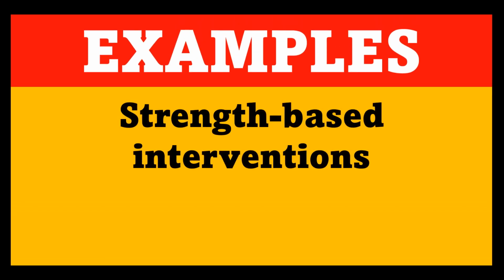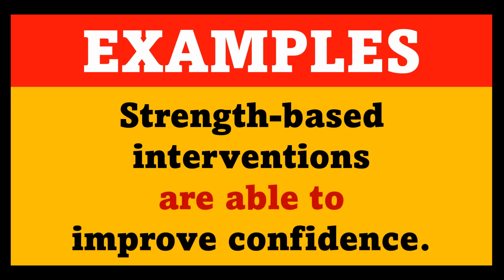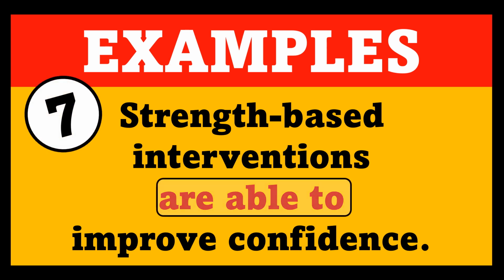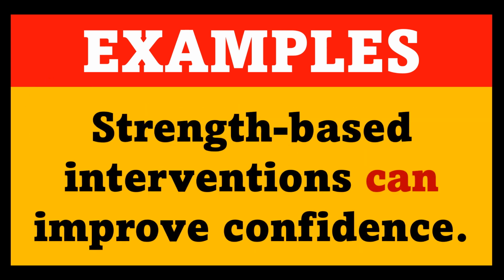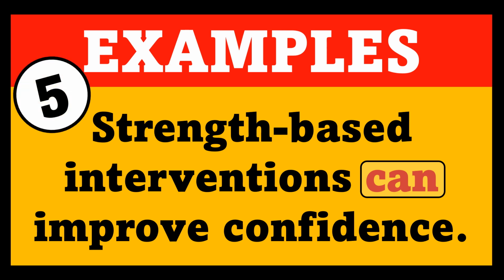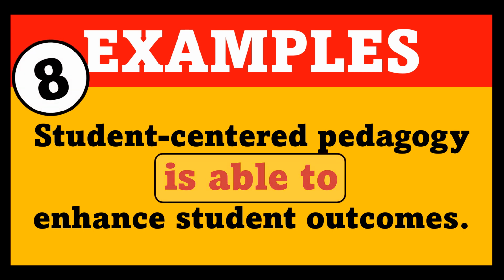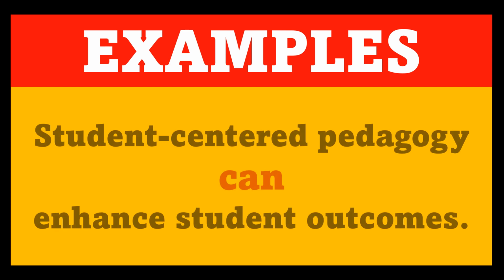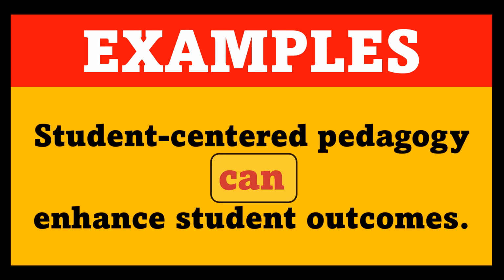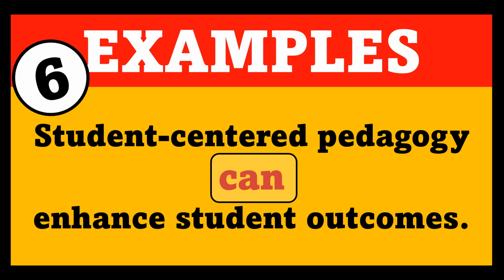In academic contexts, we might write strength-based interventions are able to improve confidence. In this context, we got 7 words and we're using that modal form are able to. When we remove that and use the word can instead, the sentence is now only 5 words. Likewise, student-centered pedagogy is able to enhance student outcomes. Again, we have is able to, we've got 8 words. If we use can in place of is able to, we reduce that to 6 words.